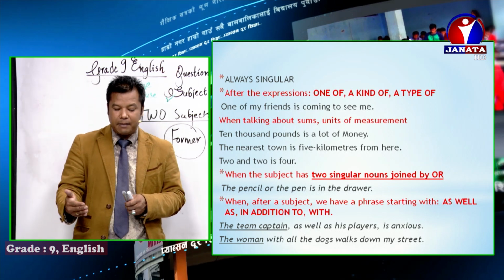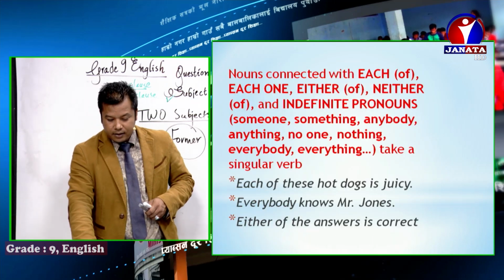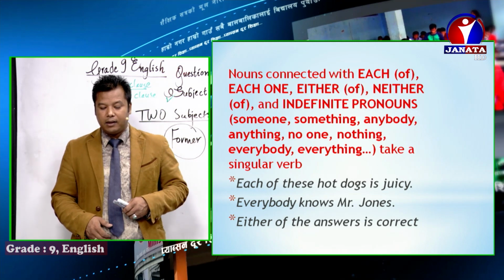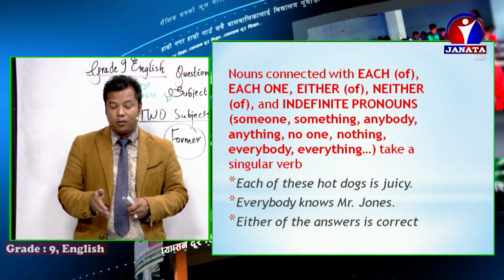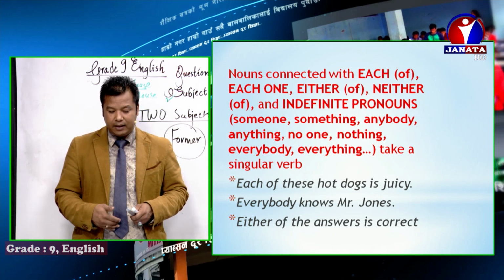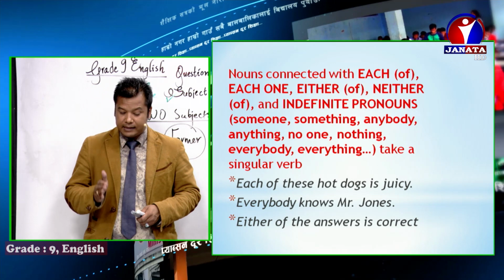These are some examples. In addition to, with, along with, I have already said. So see some other example now. Nouns connected with each, one, either, or either of, neither of. Indefinite pronouns: someone, something, anybody, anything, no one, nothing, everybody, everything take a singular verb. Examples.